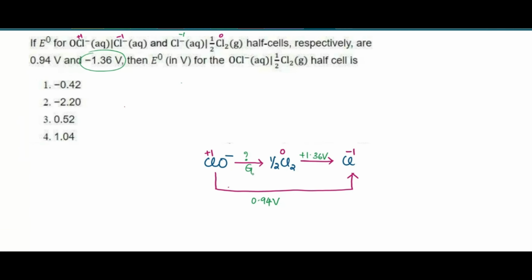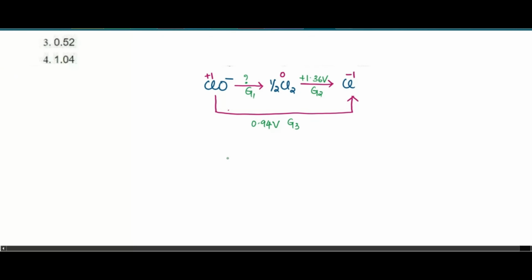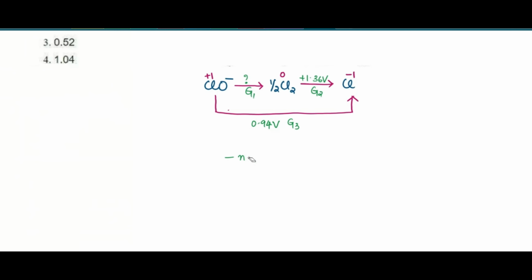So let's say this is G1, this is G2, and this is G3. How do you do it? Minus N3 F E3, F is a constant. What is G equal to? G is equal to minus N F E. Okay, I'll start from the beginning.